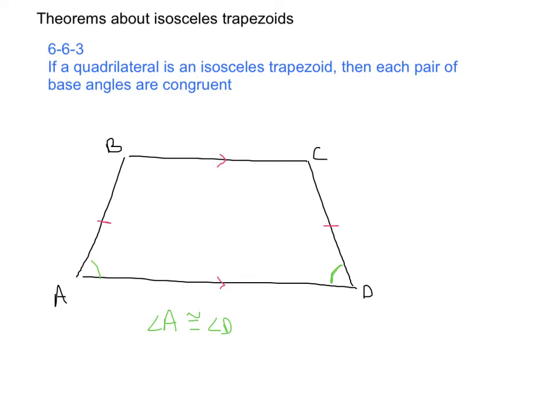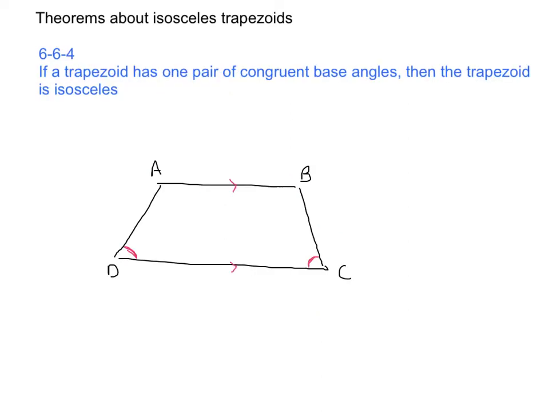Furthermore, what we also know is that these two top angles are going to be congruent because they are also base angles. So angle B is congruent to angle C. B and A are not necessarily congruent. Same with B and D, C and D, and C and A. These are not necessarily congruent. It's just the ones that share a side.